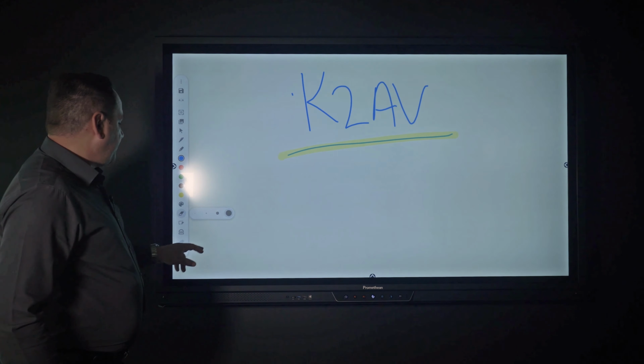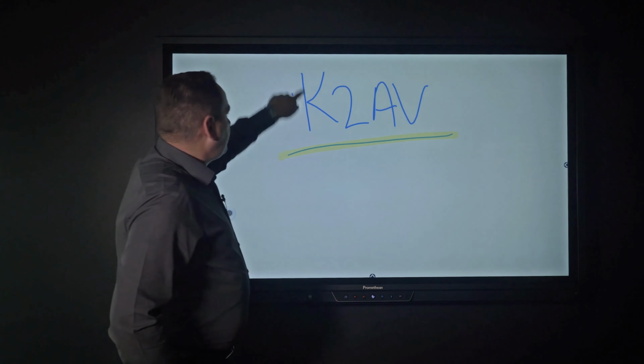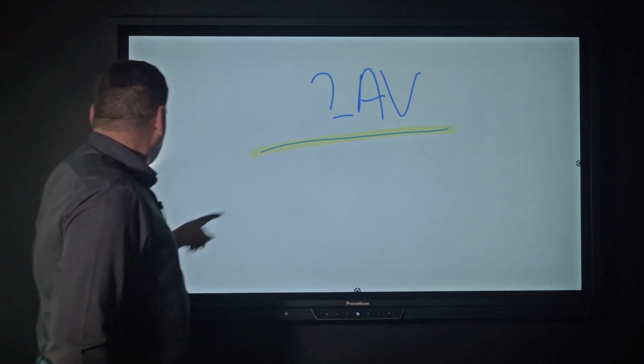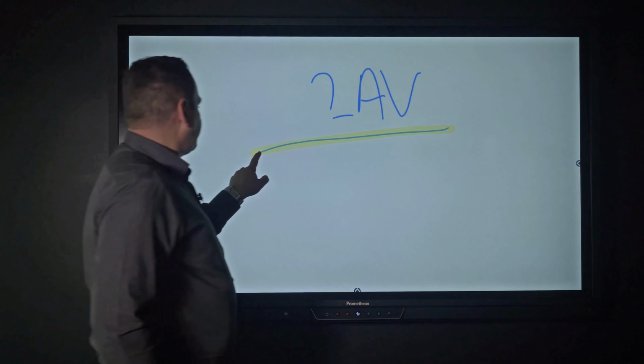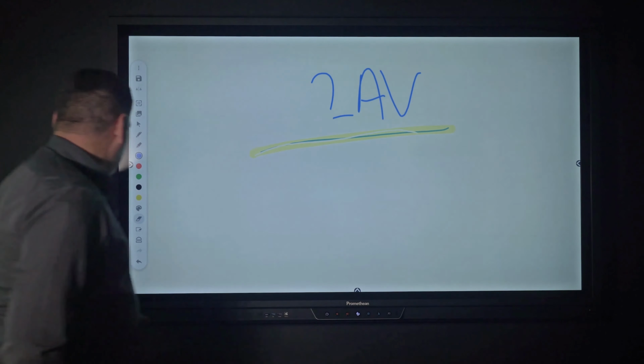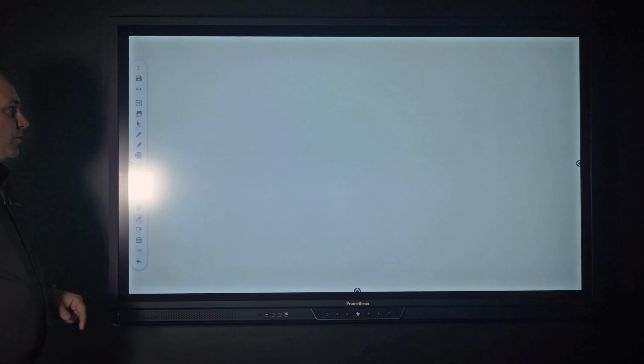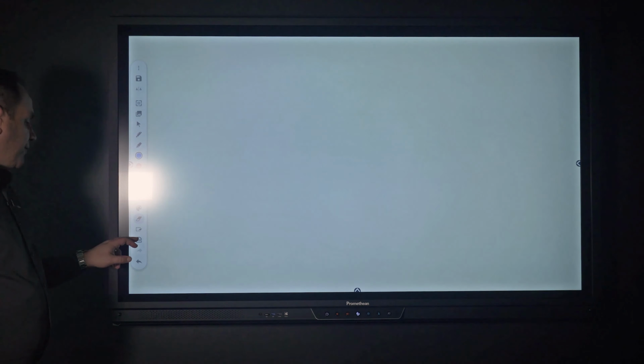We've got an eraser tool, so you can choose the thickness of your eraser to rub out what you need to. You can go all the way to thin. And then if you want to, you can just erase all. Tap on that one and away it goes.